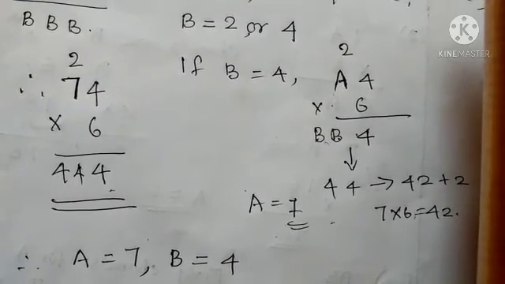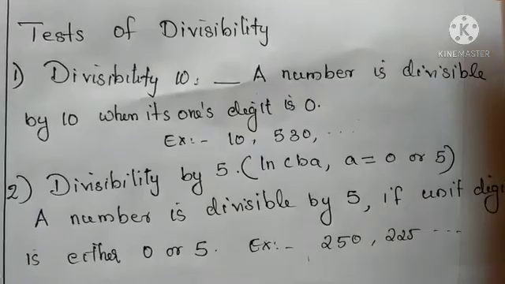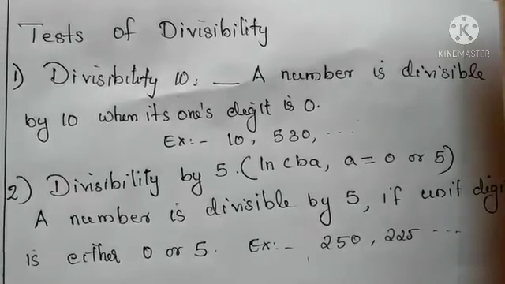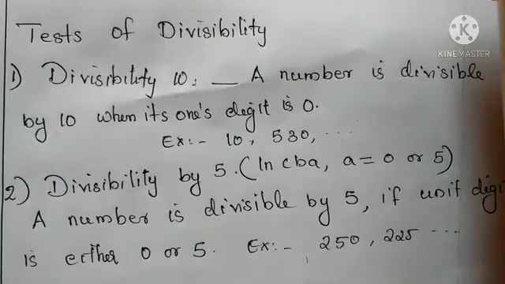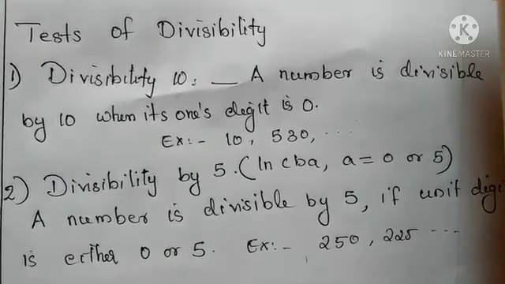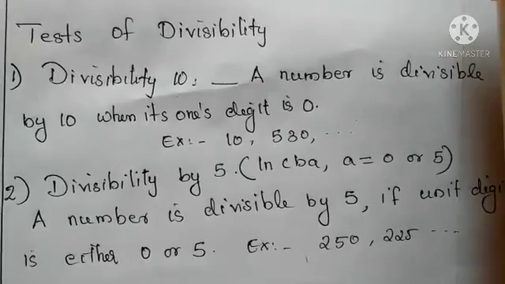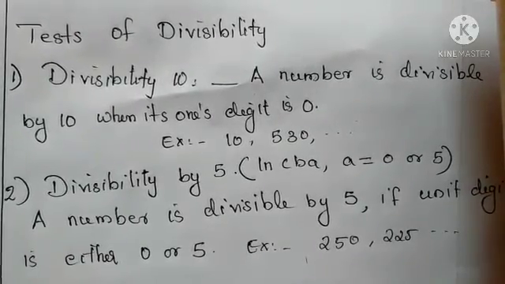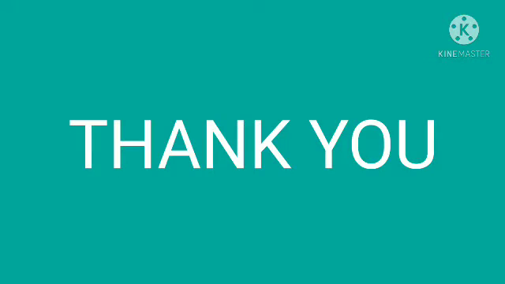Next section is divisibility. Tests of divisibility. You know that a number is divisible by 10 when the one's digit is 0. You have already learned it in the lower classes. Then divisibility by 5 if the one's digit is 0 or 5. Children, we will continue the divisibility section in the next class.